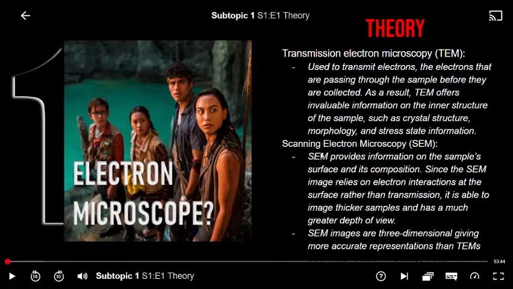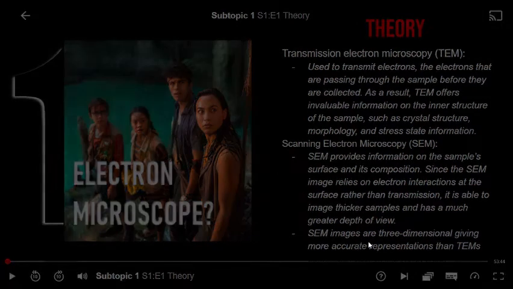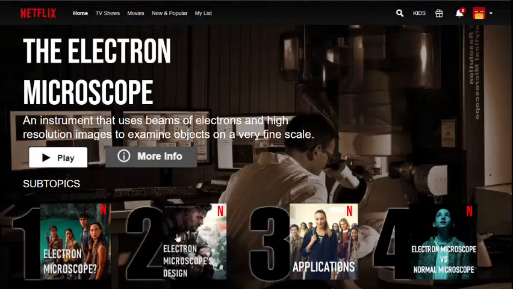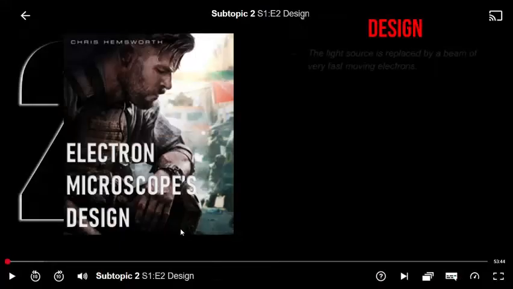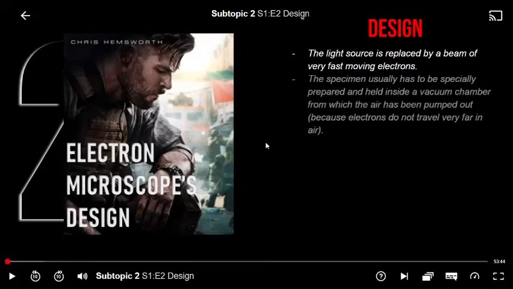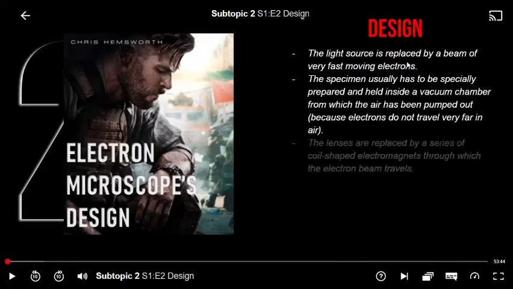Between SEM and TEM, SEM images are three-dimensional, giving a more accurate representation than TEMs. So that's all for the theory. Now let's go for the design. The design of the electron microscope is that the light source is replaced by a beam of very fast-moving electrons.